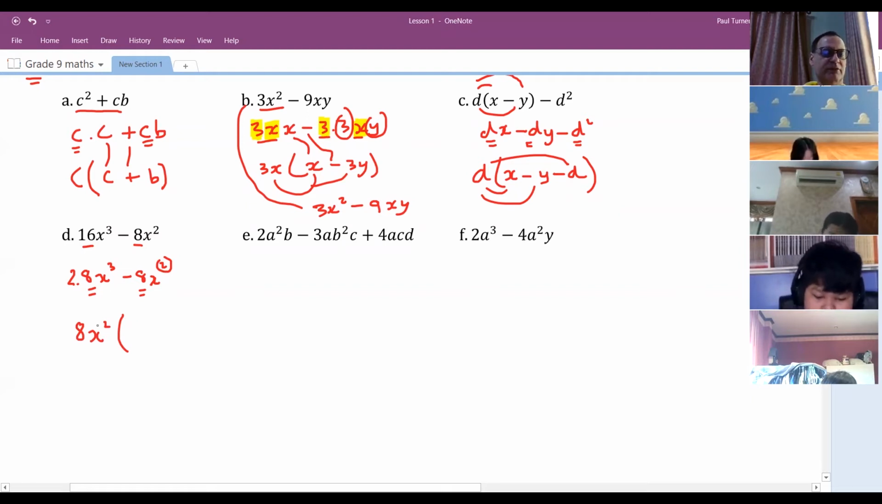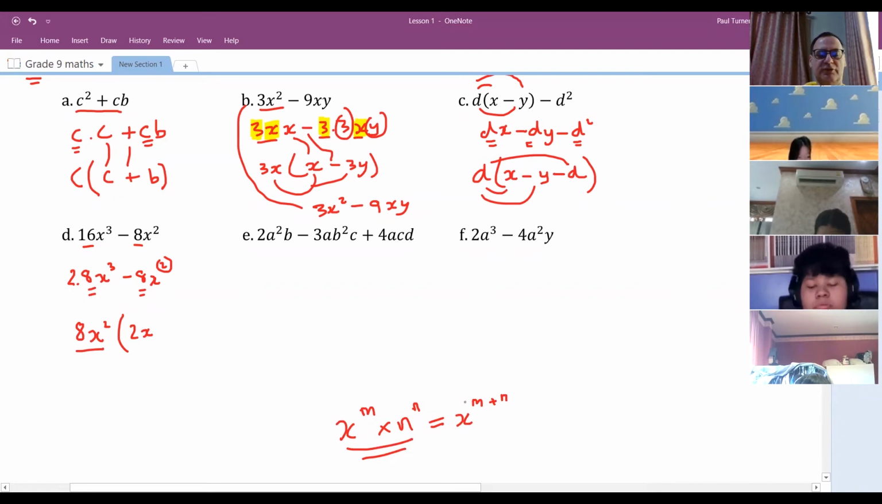So what would you be left with? You took out 8 and you took out x squared from here. So you must be left with 2x. So 2 times 8, 16. x squared times x is x cubed. So remember your rule. x^m times x^n is, do you remember this from grade 8? x^(m+n). So when you multiply 2 terms with powers like this, we add, not multiply. Don't multiply these powers, okay?